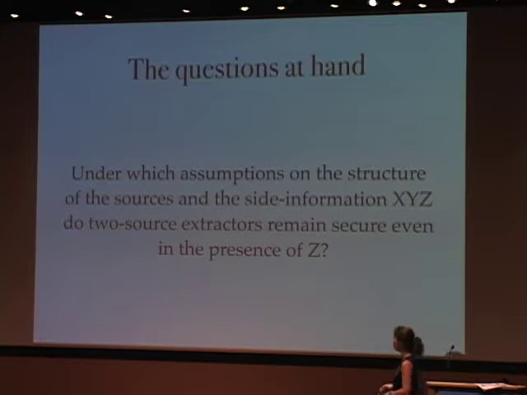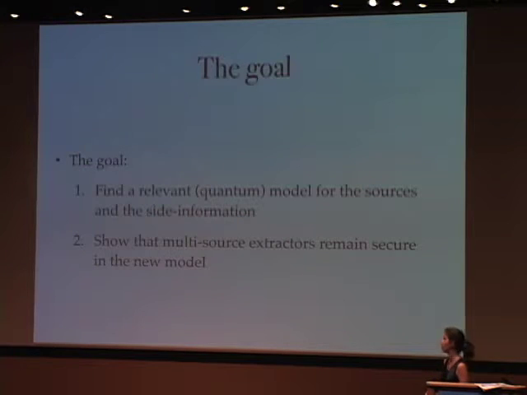So now we get finally to the question that we were trying to solve. We ask under which assumptions on the structure of the sources and the side information, we must have assumptions, as I just explained, do we actually have extractors that remain secure. The goal is to first find a relevant quantum model for the sources and the side information, so it should be an interesting model for some reason. And then we want to show that multi-source extractors remain secure in this model, although we have the side information.